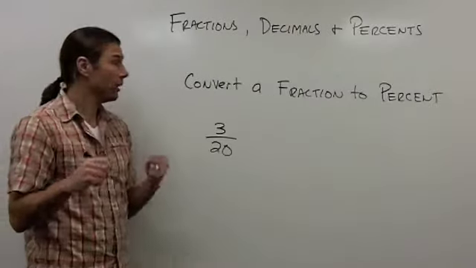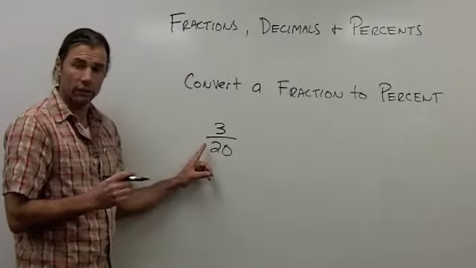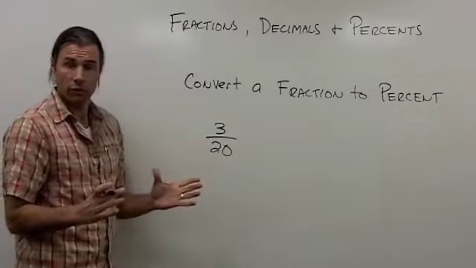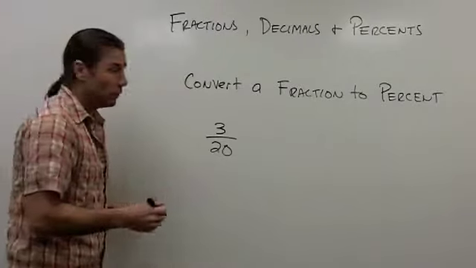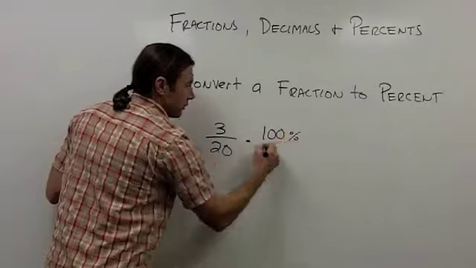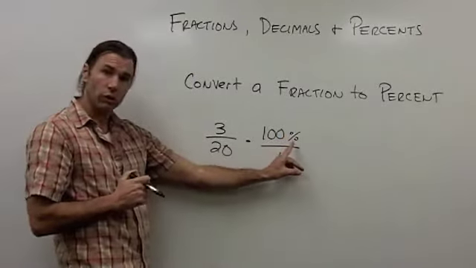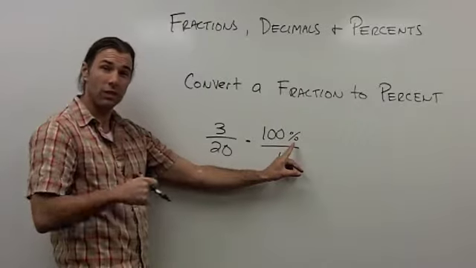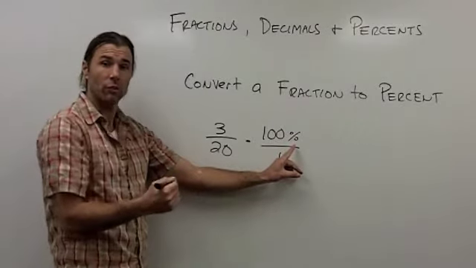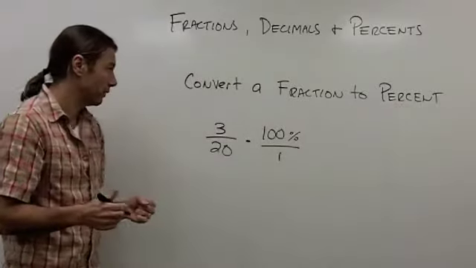Now let's take a look at converting a fraction to a percent. So I'm starting with the fraction 3/20ths. I want to end up, when I'm done with this conversion, to have a percent. So I'm going to multiply by the fraction 100% over 1. What this is going to do is introduce the percent symbol for me, which guarantees that I'm going to have a percent symbol in my answer, which is where I'm going. I want to have a percent when I get done here.